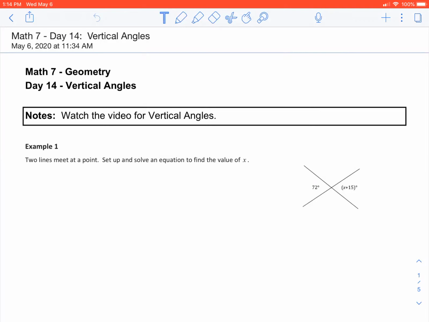All right, so first thing we're going to do is write our sentence. If you look here, we have two angles that are given to us, the two angles that I just circled. We have the angle that's labeled 72, and the angle that's labeled x plus 15. They are across from each other, so we call these vertical angles.